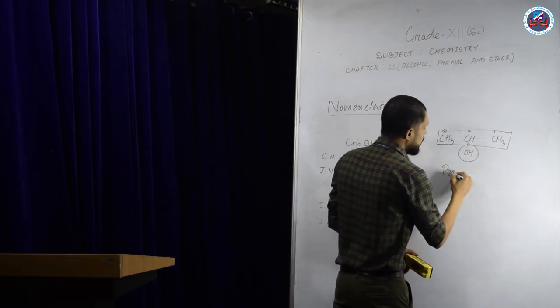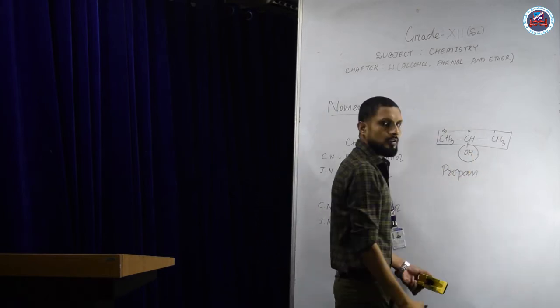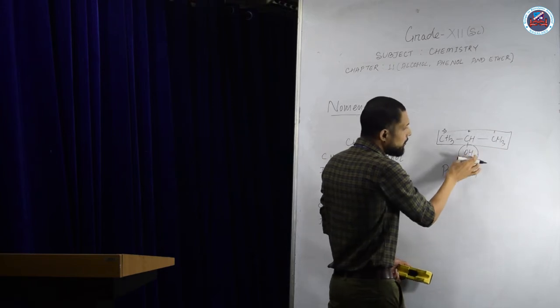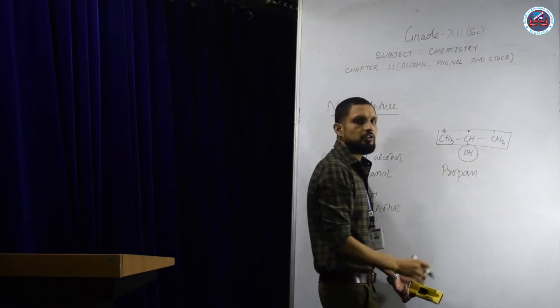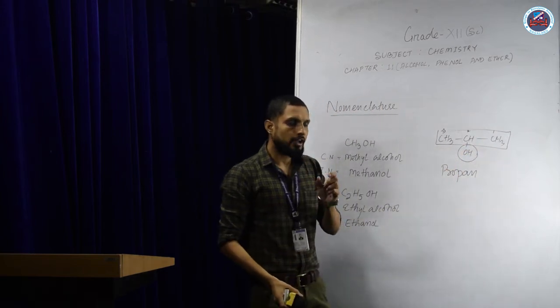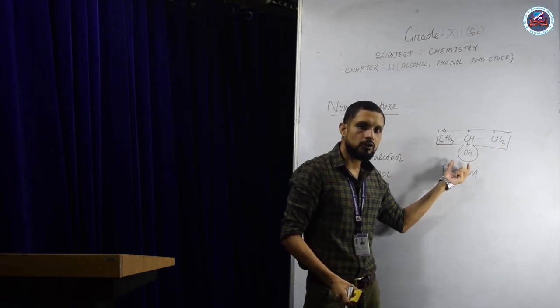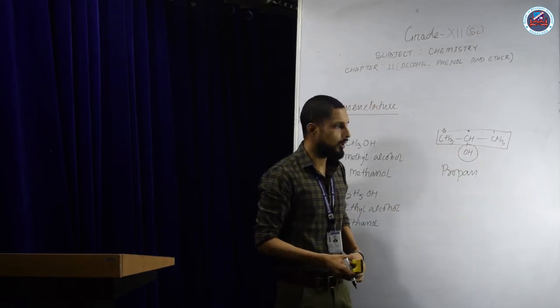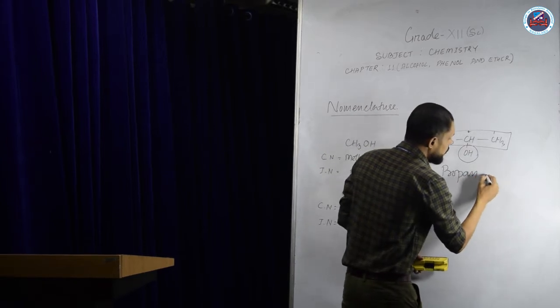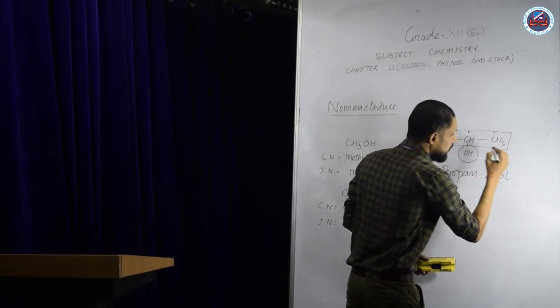So the alkane name is propane, and the OH group is present at carbon 2. So it's important to mention the position of the OH group before writing ol. So this will be propan-2-ol.